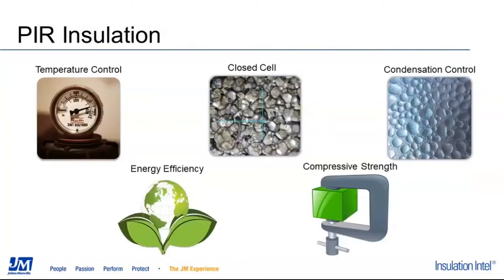So what are the benefits of PIR insulation, and why should you consider it? As an insulation type, of course, as a thermal insulation, I should say, it will provide you with thermal control, temperature control, and energy efficiency. Also, it can be used on chilled water systems and prevent condensation. A differentiating factor for Trymer PIR is the fact that it's a closed cell insulation, and it has a higher compressive strength than some of the other insulation types.